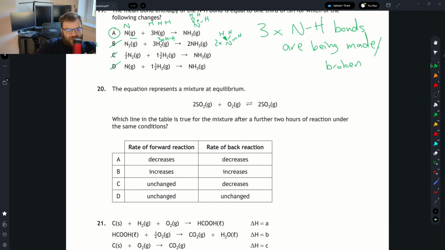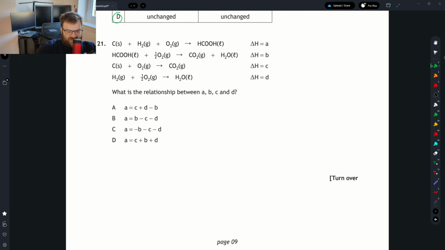Next one. When at equilibrium, we have equal rates. And it will continue at that rate indefinitely, unless something changes about the conditions. It tells us it's the same conditions, so the forward and backwards reactions will still be equal because they are both unchanged. That is the correct answer there.